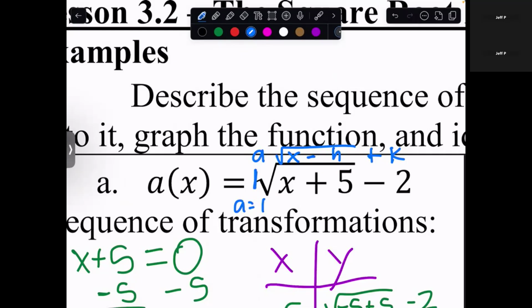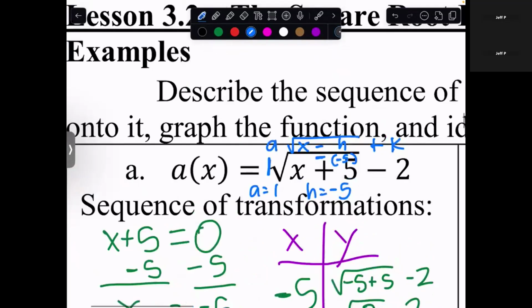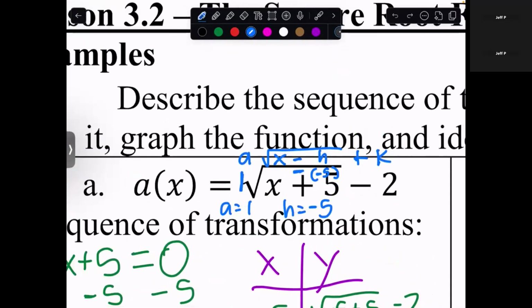Now, H is the opposite of what it looks like. It looks like +5, but because it's a subtraction sign, it's actually minus -5. Okay, so H for this problem is -5. On the other hand, K is exactly what it looks like. So K is -2.